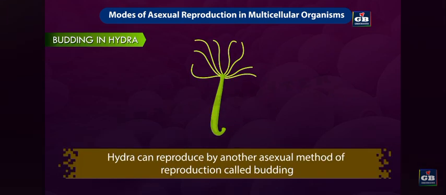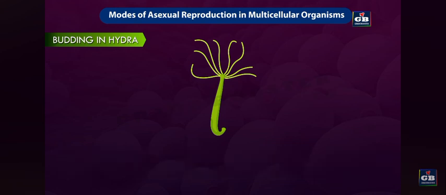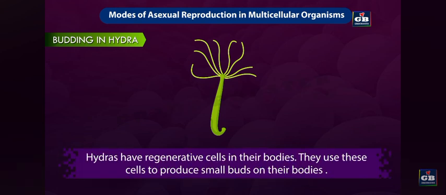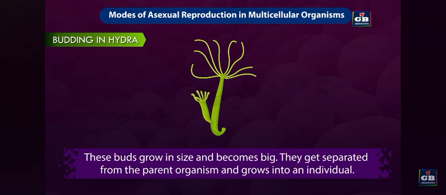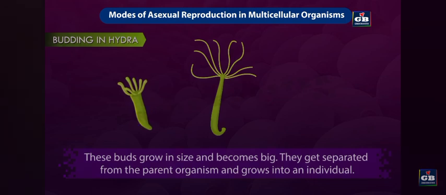Next, budding. Hydra can reproduce by another asexual method of reproduction called budding. Hydras have regenerative cells in their bodies. They use these cells to produce small buds on their bodies. These buds grow in size and become big. They get separated from the parent organism and grow into an individual organism.